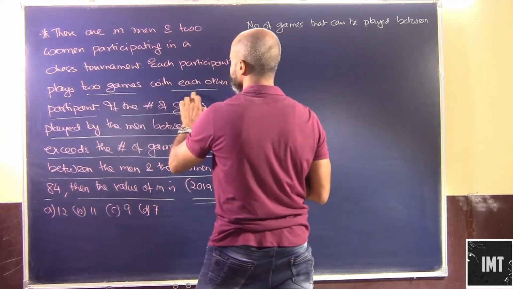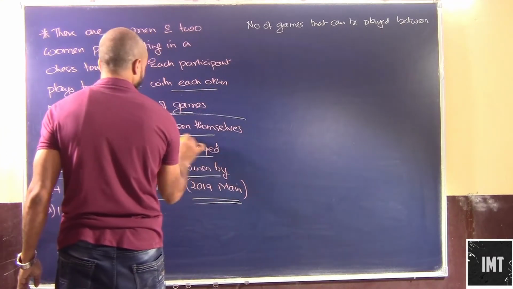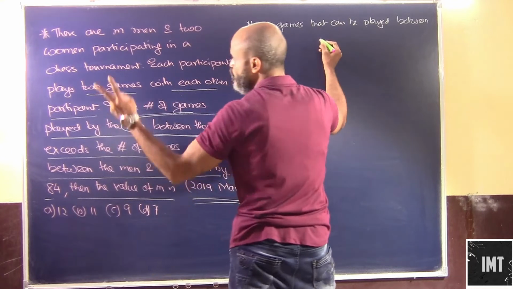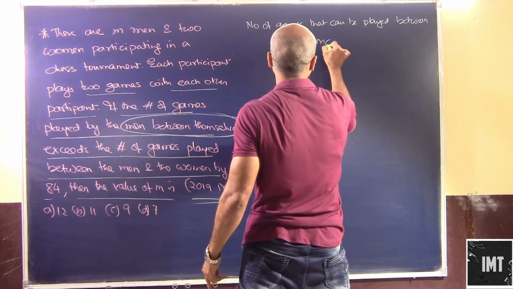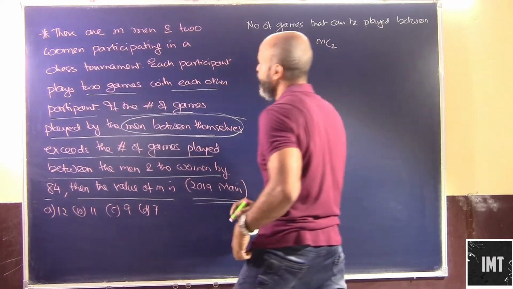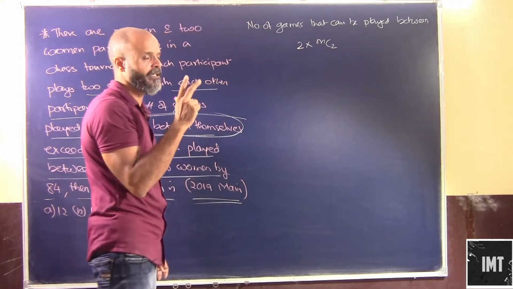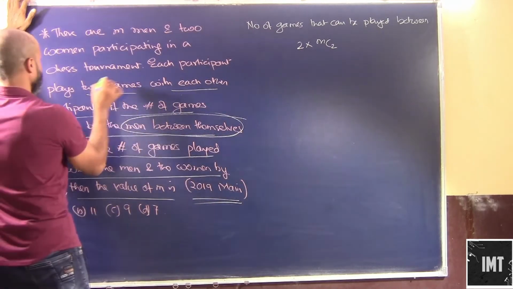Each participant plays 2 games with each other participant. The number of games played by the men between themselves: we need 2 players out of a lot of, so this will be mC2. First we have selected 2 players out of a lot of n players, and these will be playing 2 matches each.